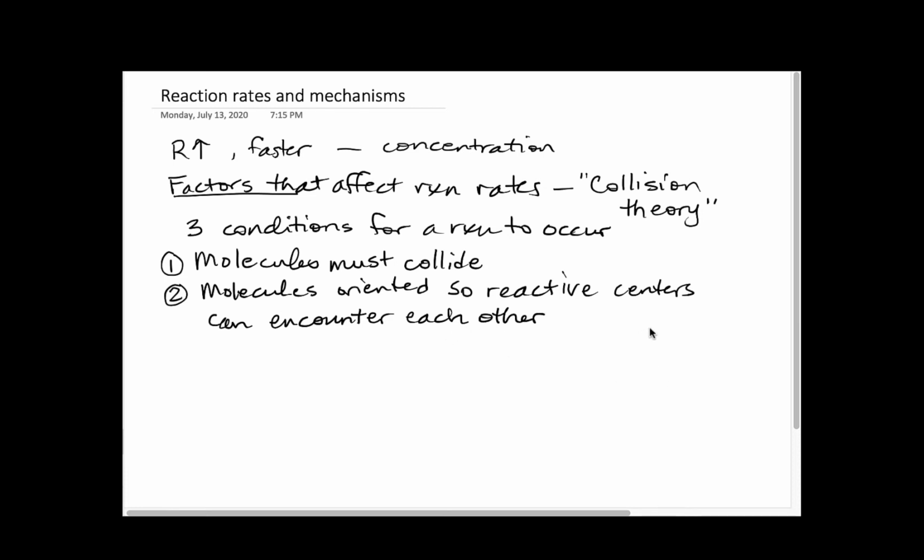So if I have a particular location on this molecule that is going to bond with some other molecule, then only if they collide where the two parts are actually going to encounter each other will this reaction occur. If instead, this is my reactive center and this is how they hit, then this center cannot reach the part where it needs to react, and so that reaction isn't going to occur.